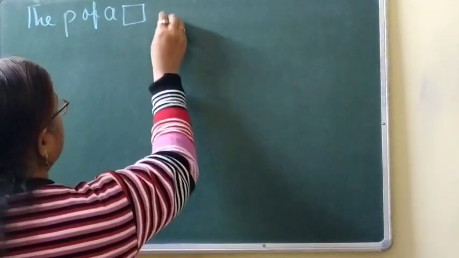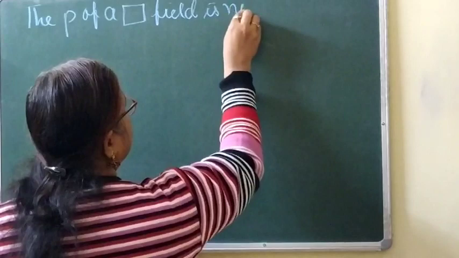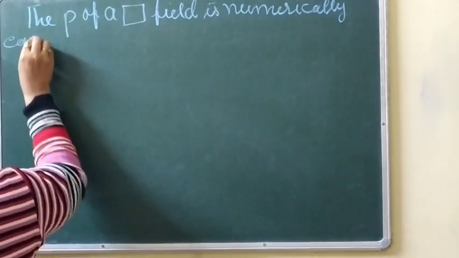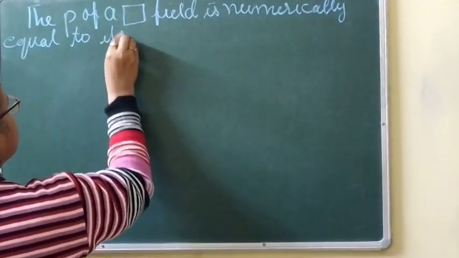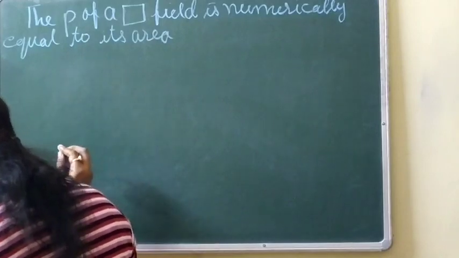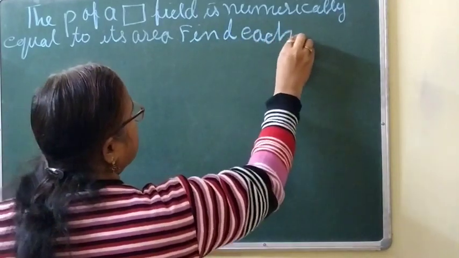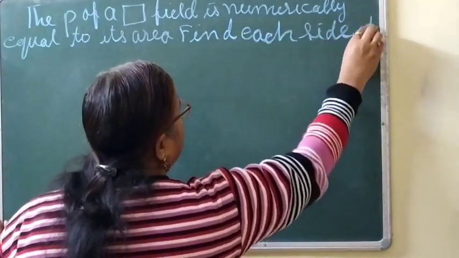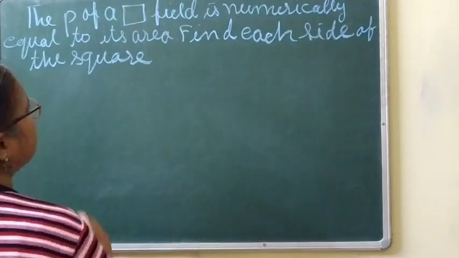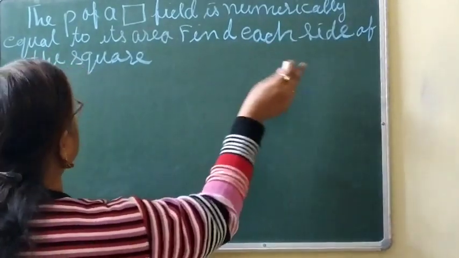So the perimeter of a square field is numerically equal to its area. Find each side of the square. So the perimeter of a field is numerically equal to its area. Find each side of the square.